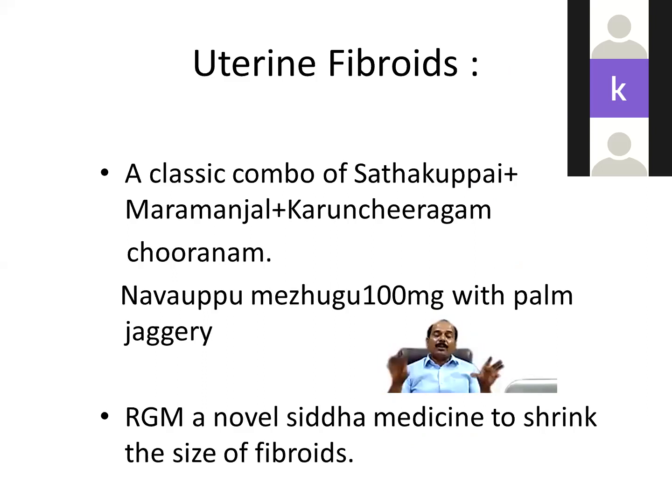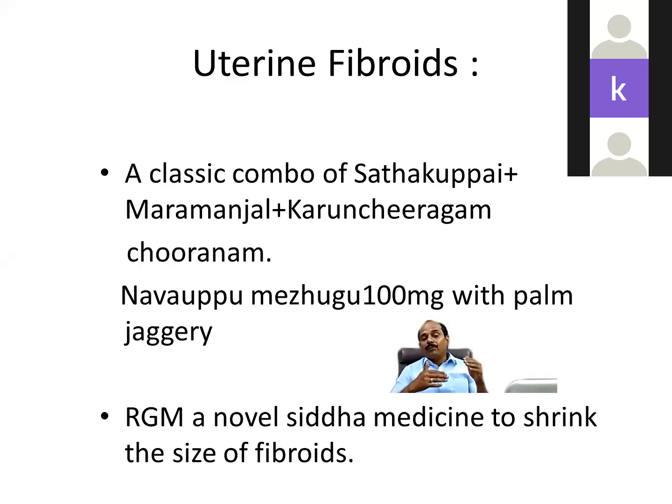You can classify the fibroids as subserous, intramural. If the fibroid is on the fundus, it may sometimes cause implantation disturbances. Otherwise, no need to worry. If it is above 5 centimeters, then we have to look for the classic combination of Sadaguppai, Maramanjal, Karanjeerakam. It will be very effective. Before Navavupu Medugu, you can go for Curry Uppu Medugu. It's a grinding process. Curry Uppu Medugu with Nochi Kudineer will be very effective for uterine fibroids.